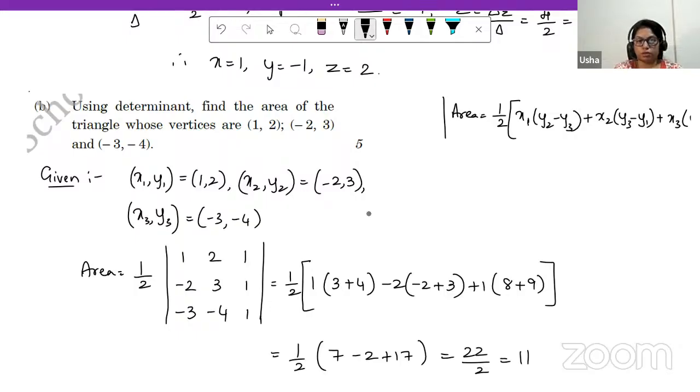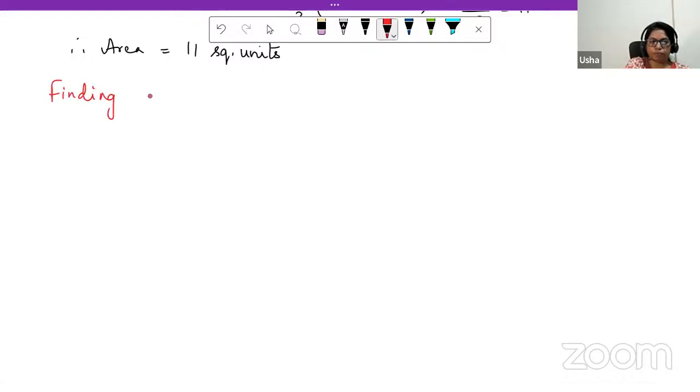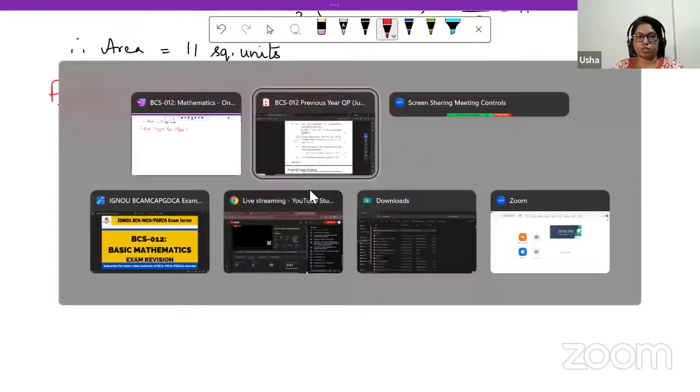Okay. Next, A inverse. Finding A inverse is again another important question. It is asked for finding inverse of matrix. It is asked for 5 marks usually. We will take a question from the previous year's question paper.